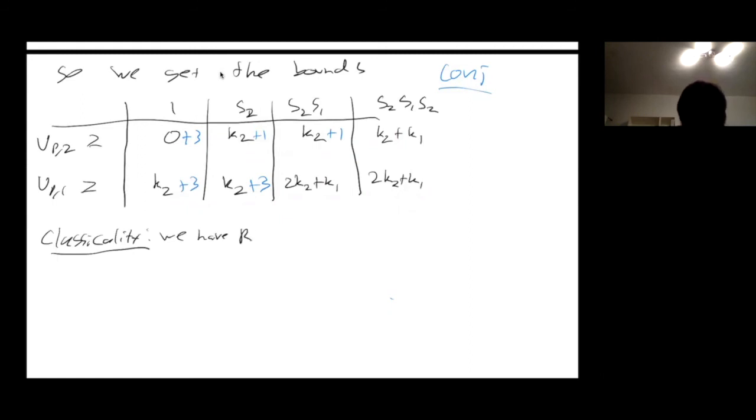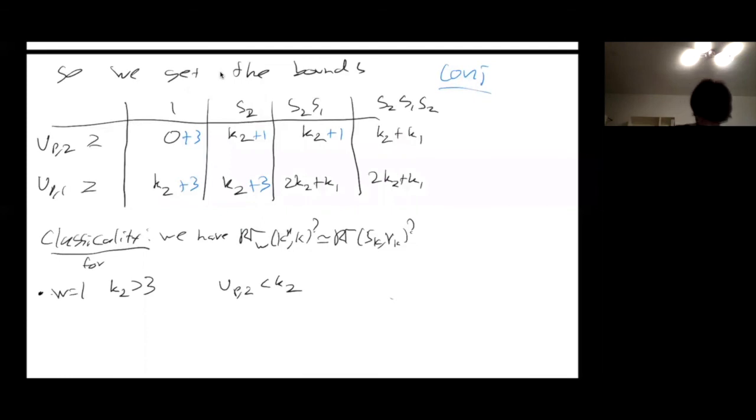So we have, for example, that RΓ of W, KP, kappa, question mark, where I'll write below what question mark means, but it'll be a slope condition, is isomorphic to the classical cohomology, question mark. And so, for example, when W equals 1, you get this classicality theorem when K2 is bigger than 3, under the slope condition that UP2 is less than K2. That's exactly what this table is telling us if you ignore the blue.